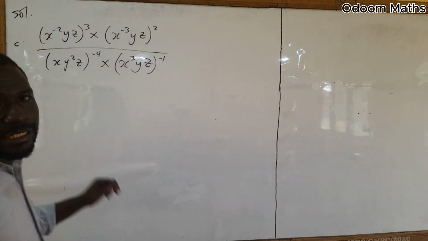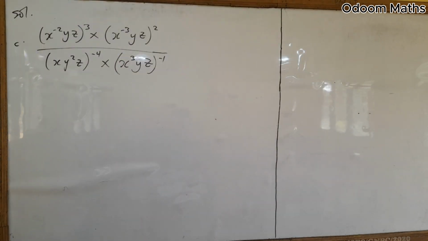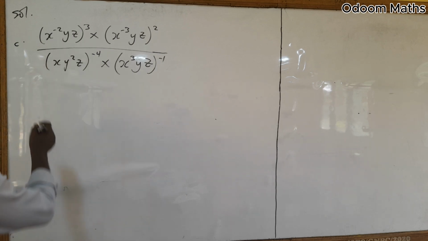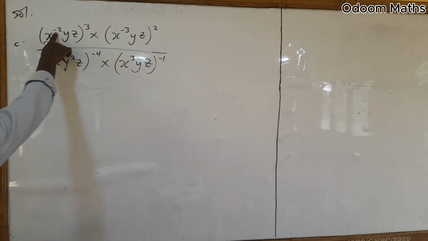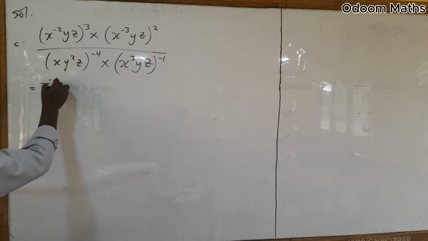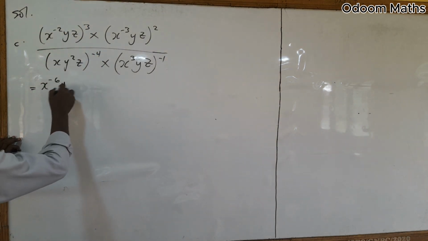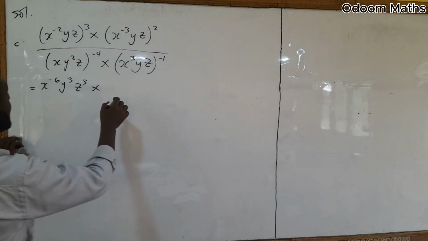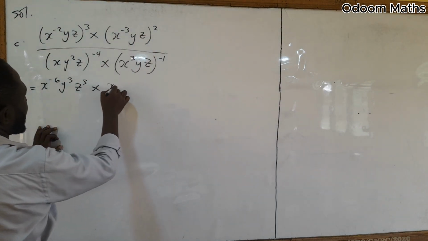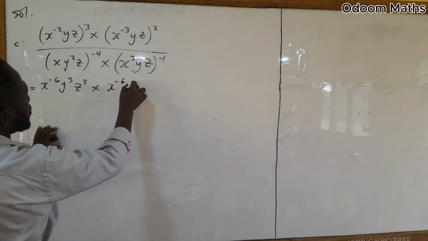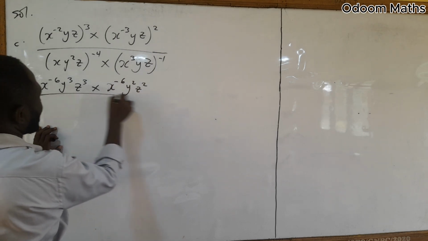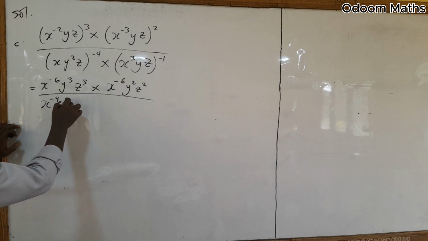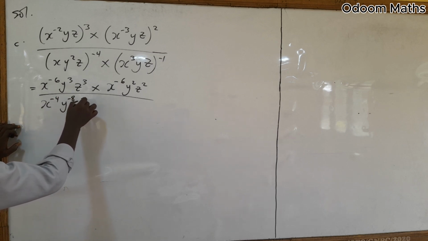Okay, let's look at the last of the questions. So here, like we did for the first two, we are going to do the same thing here. So this is going to give me this, and this becomes x to the negative 6, then y to the 3, z to the 3, times this is also x to the negative 6, y to the 2, z to the 2, divided by this is x to the negative 4, y to the negative 8, z to the negative 4.